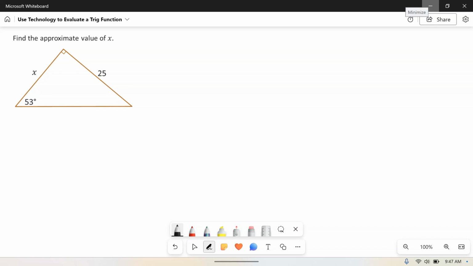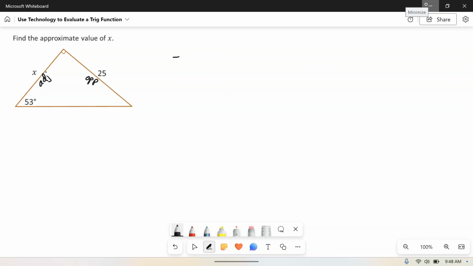So to do that, we want to first go ahead and identify, maybe even label the sides of the triangle, thinking opposite, adjacent, hypotenuse, so that we can determine which trig function we need to use here. So from the 53-degree angle, x is the adjacent side, and 25 is the opposite side. And again, we don't know the hypotenuse. So which trig function do we use if we are trying to relate the opposite side and the adjacent side? We want to use tangent.